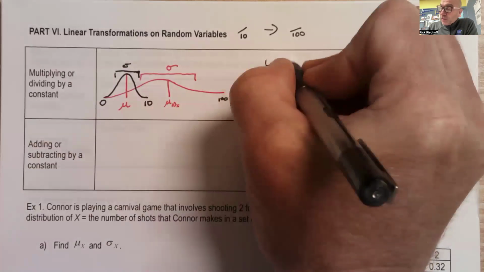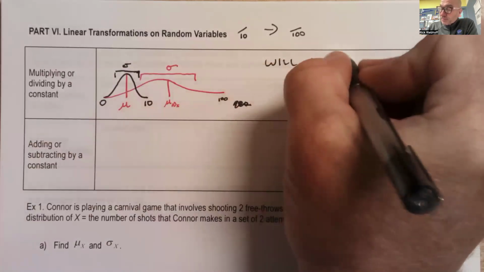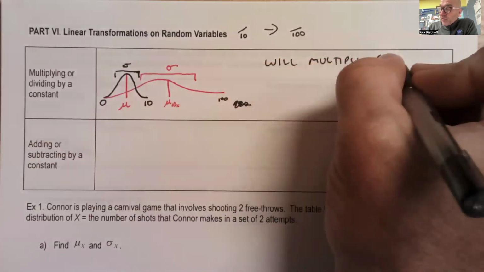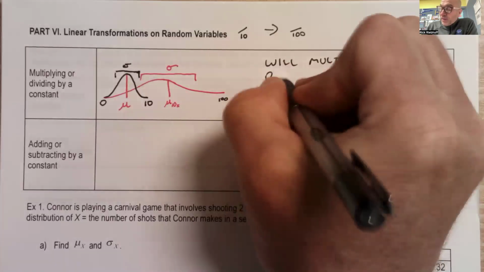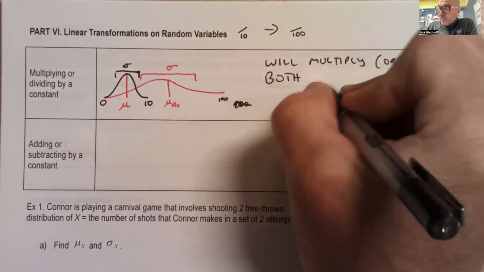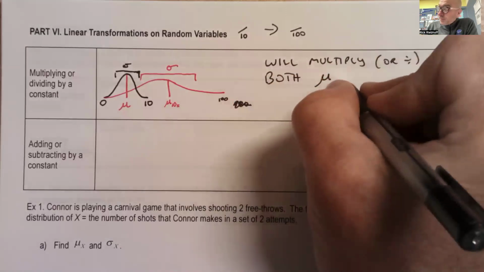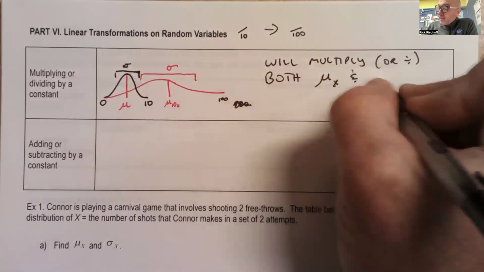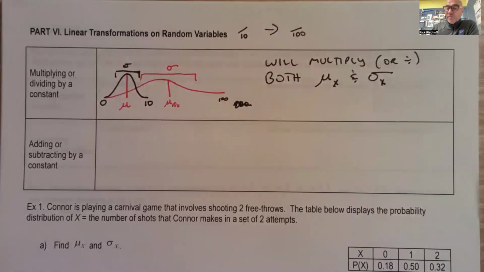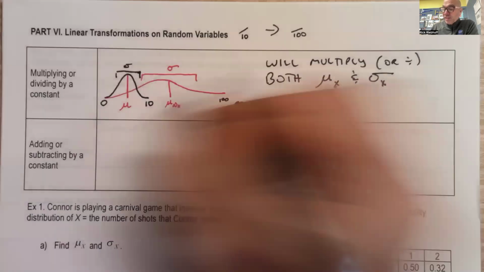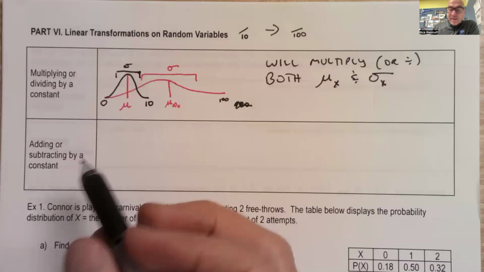So multiplying or dividing by a constant will multiply or divide, because you can divide as well, both the mean of x and the standard deviation of x. So it affects both, right? We see that here. What if I added?